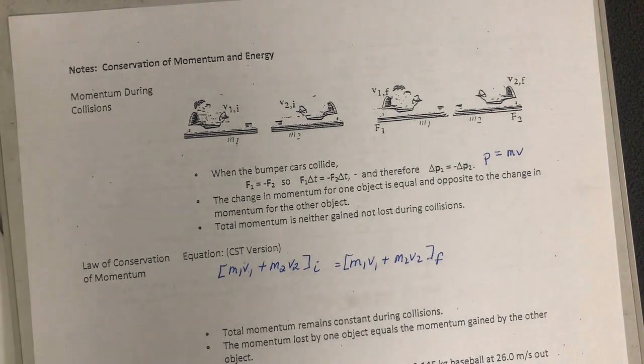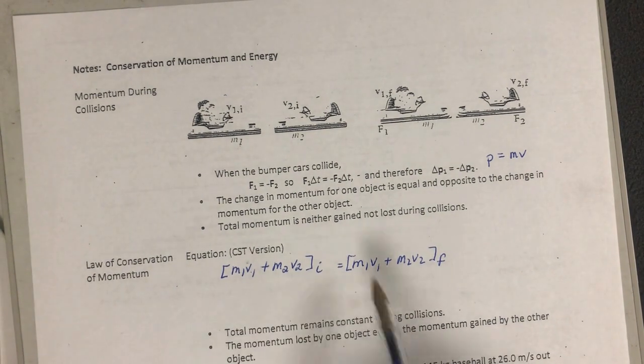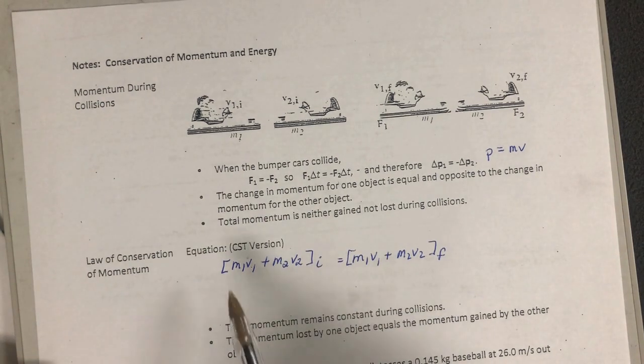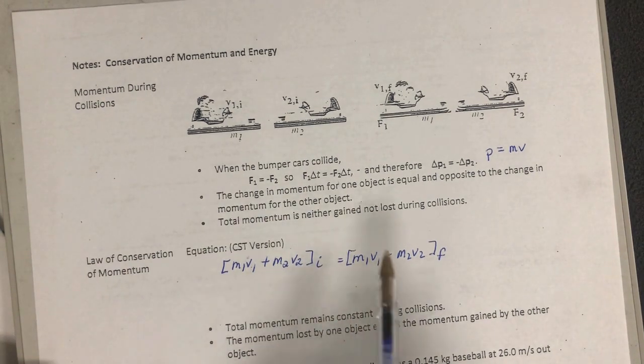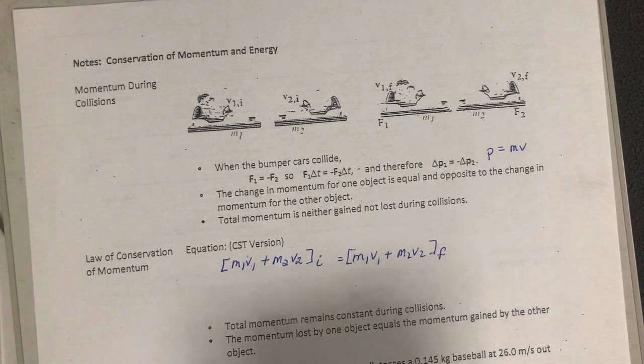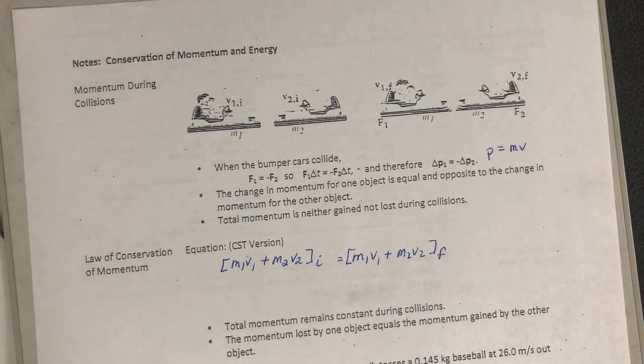So you will have collisions where they will hit each other and bounce off each other. Okay, that's called an elastic collision. That's what you're looking at here. You have other ones where they will, when they collide, they will stick together, all right? You can still use this equation for that, even if it's an inelastic collision, all right? So total momentum remains constant during collisions. The momentum lost by one object equals the momentum gained by the other object. And then you had this practice problem.